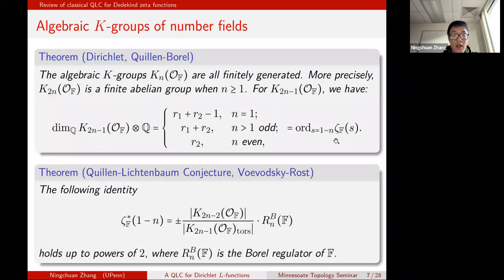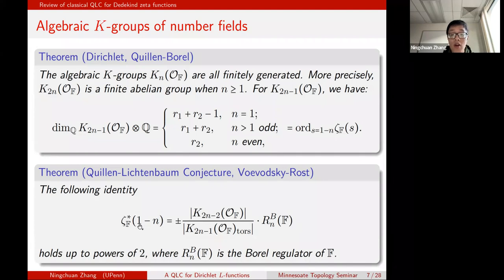And how about the class number formula? The class number formula is now generalized to: zeta_F star, again the leading coefficient in the Taylor series, is equal to plus or minus the ratio of successive algebraic K groups of O_F. In the numerator, I don't need to take torsion subgroups because this group is known to be a finite abelian group. In the denominator, I have to take a torsion subgroup because it might be infinite. And this formula holds up to powers of 2. We also need to add this Borel regulator, which is a generalization of the Dirichlet regulator in the class number formula. And this plus or minus sign can be determined using the functional equation.